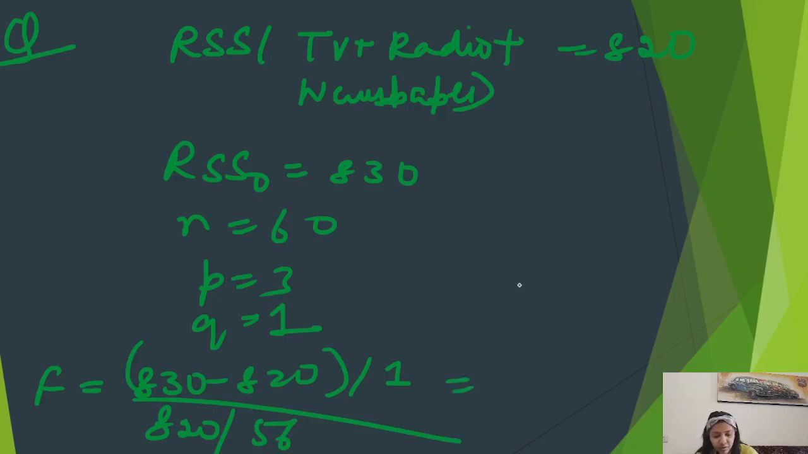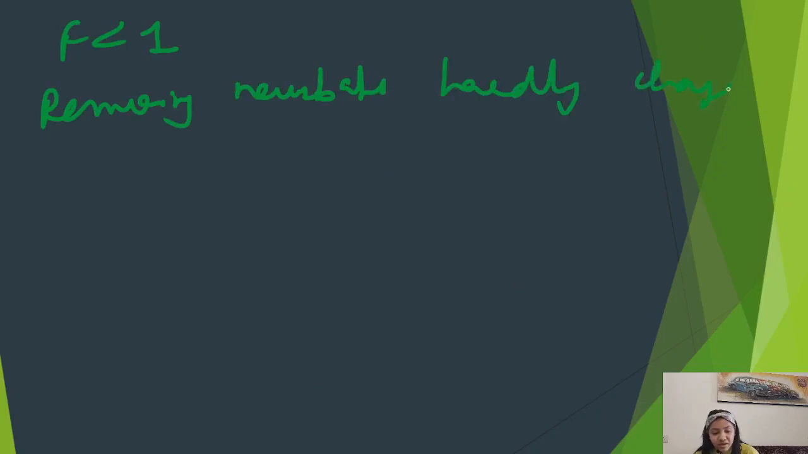So this comes out to be 10 upon 56 into 820. So this comes out to be a value lower than 1, which is 0.68. तो 0.68 वैल्यू आ रही है f की, which is less than 1 and which is a very less value, not slightly less, it is a very less value. So f less than 1, it is indicating that removing newspaper hardly changes my error, hardly changes error.